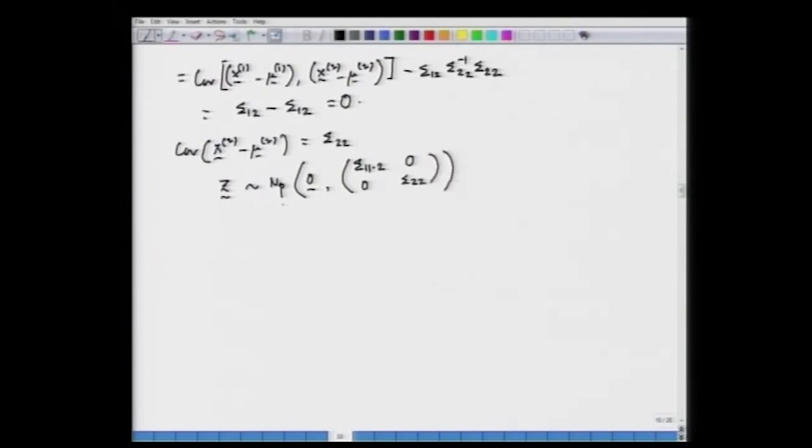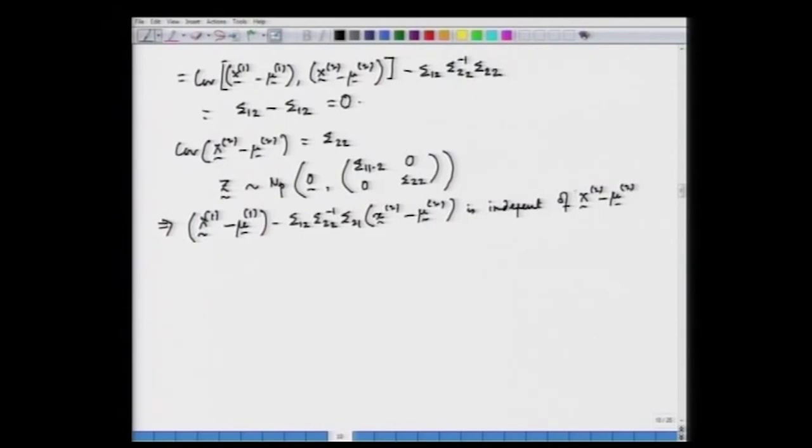Now, z being a multivariate normal distribution with a covariance matrix which has its off diagonal blocks as null matrices, we can easily say that the constituent parts of the z vector, that is x 1 minus mu 1 minus sigma 1 2 sigma 2 2 inverse times x 2 minus mu 2, is independent of the other part, that is x 2 minus mu 2. So, these two are independently distributed.